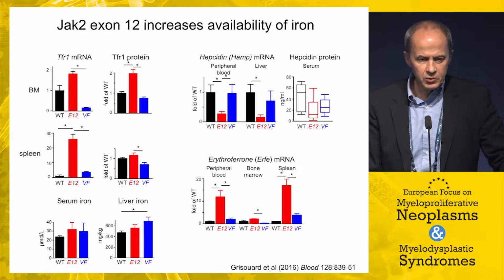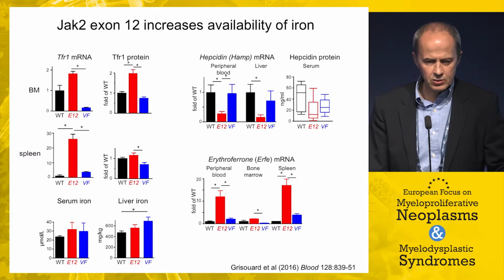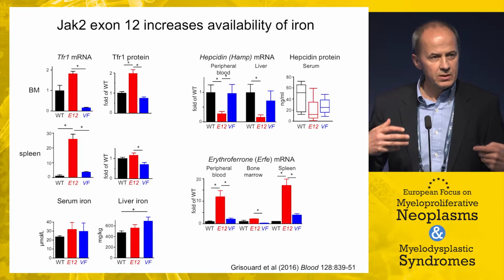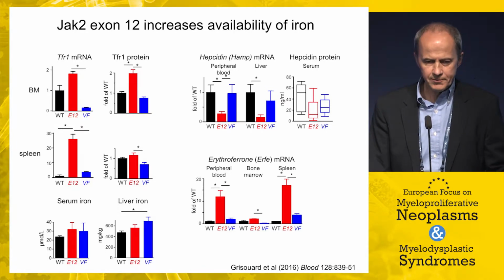Instead, the exon 12 mutant optimizes erythropoiesis by making iron more available. Here in red is the exon 12 mutant, blue is the V617F. You can see that the transferrin receptor messenger RNA and protein goes up, and serum iron slightly increases. Hepcidin goes down, and erythroferrone goes up, showing that the exon 12 mutant just maximizes the availability of iron, so as to maximize the production of red cells.